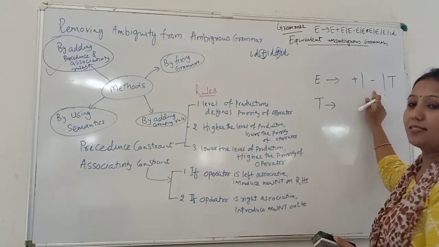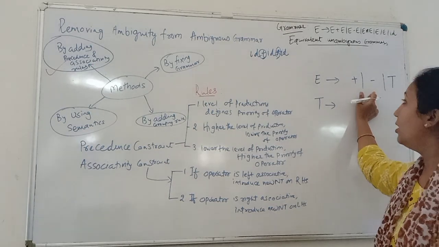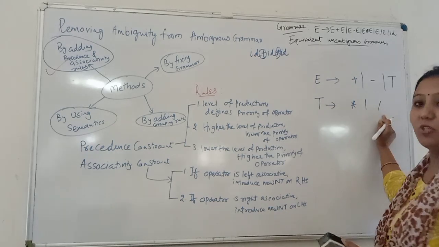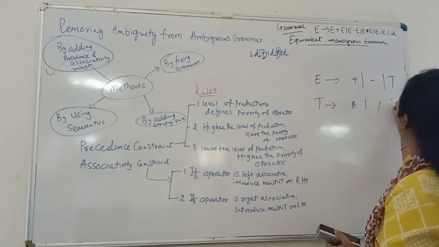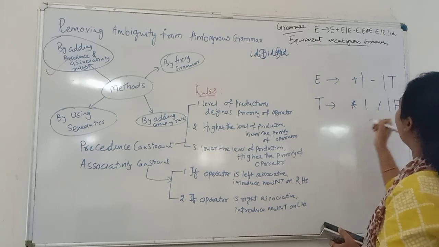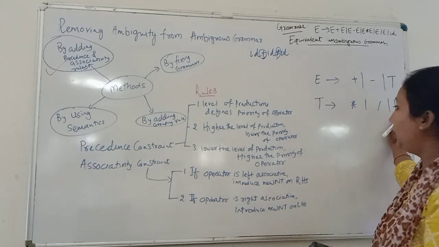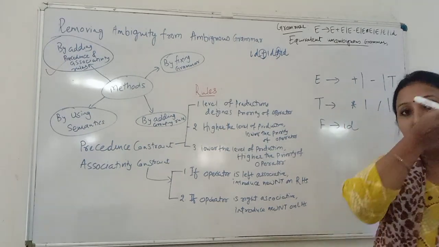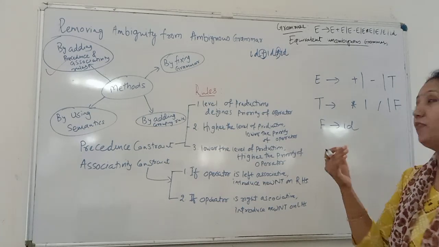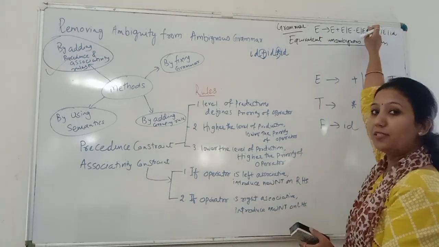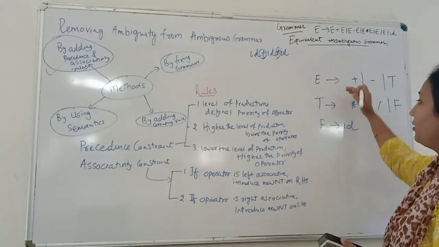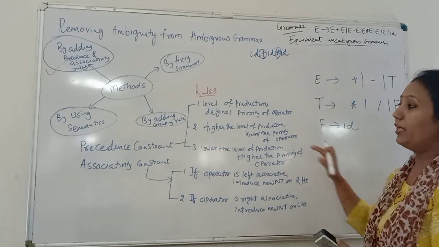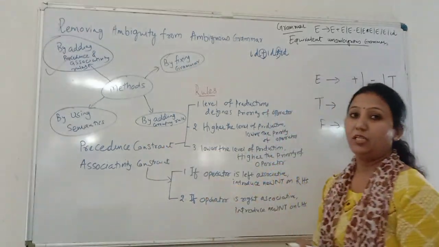Why do plus and minus come at the same level? Because they have the same precedence. Similarly, star and divide have the same precedence, so they will come at the next level. Lastly, we need to jump to the next level, so we use a new non-terminal F, and from F, finally we have the identifier. So now we have rewritten the grammar in such a way that instead of having all the operators at the same level, we have defined the operators at different levels of production based on their precedence. So that is what the precedence constraint defines.